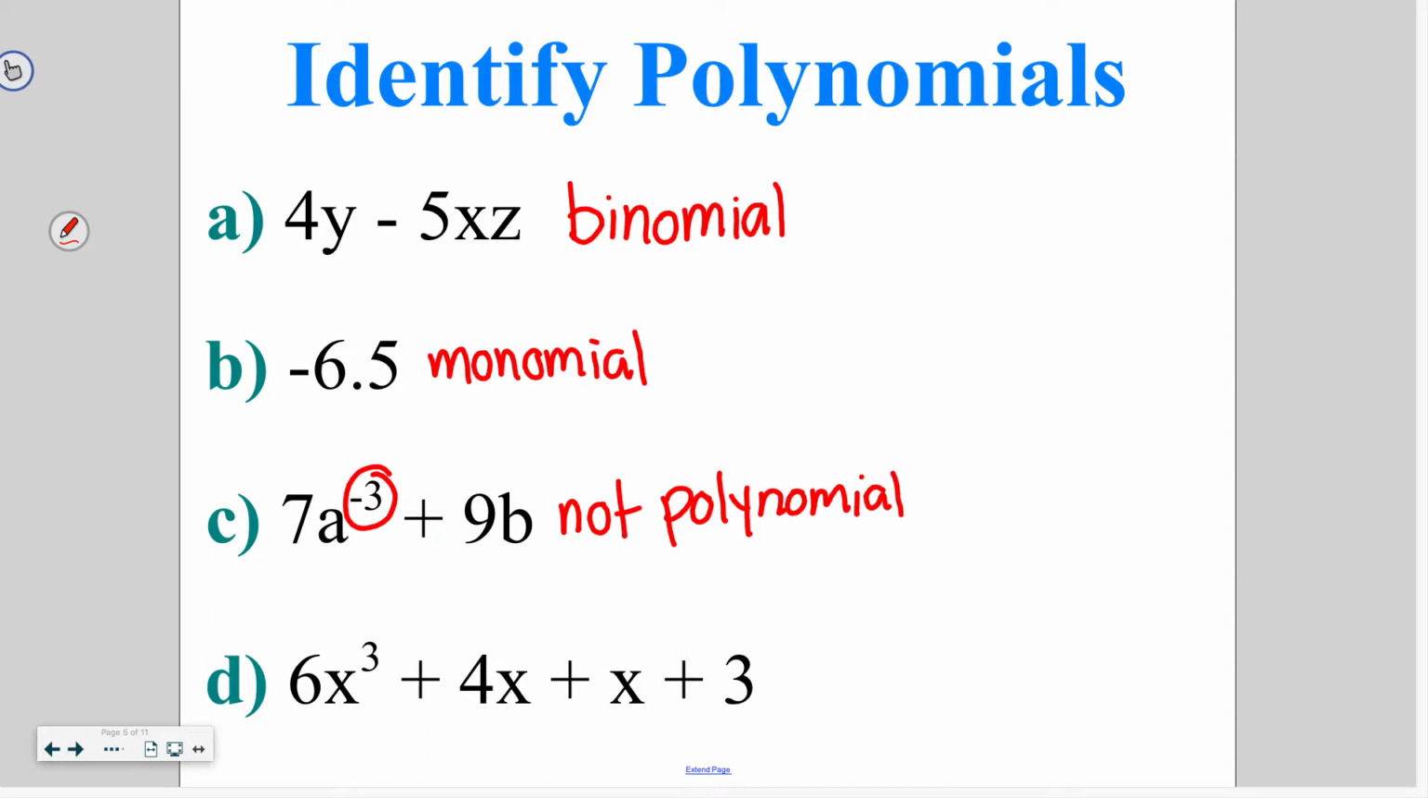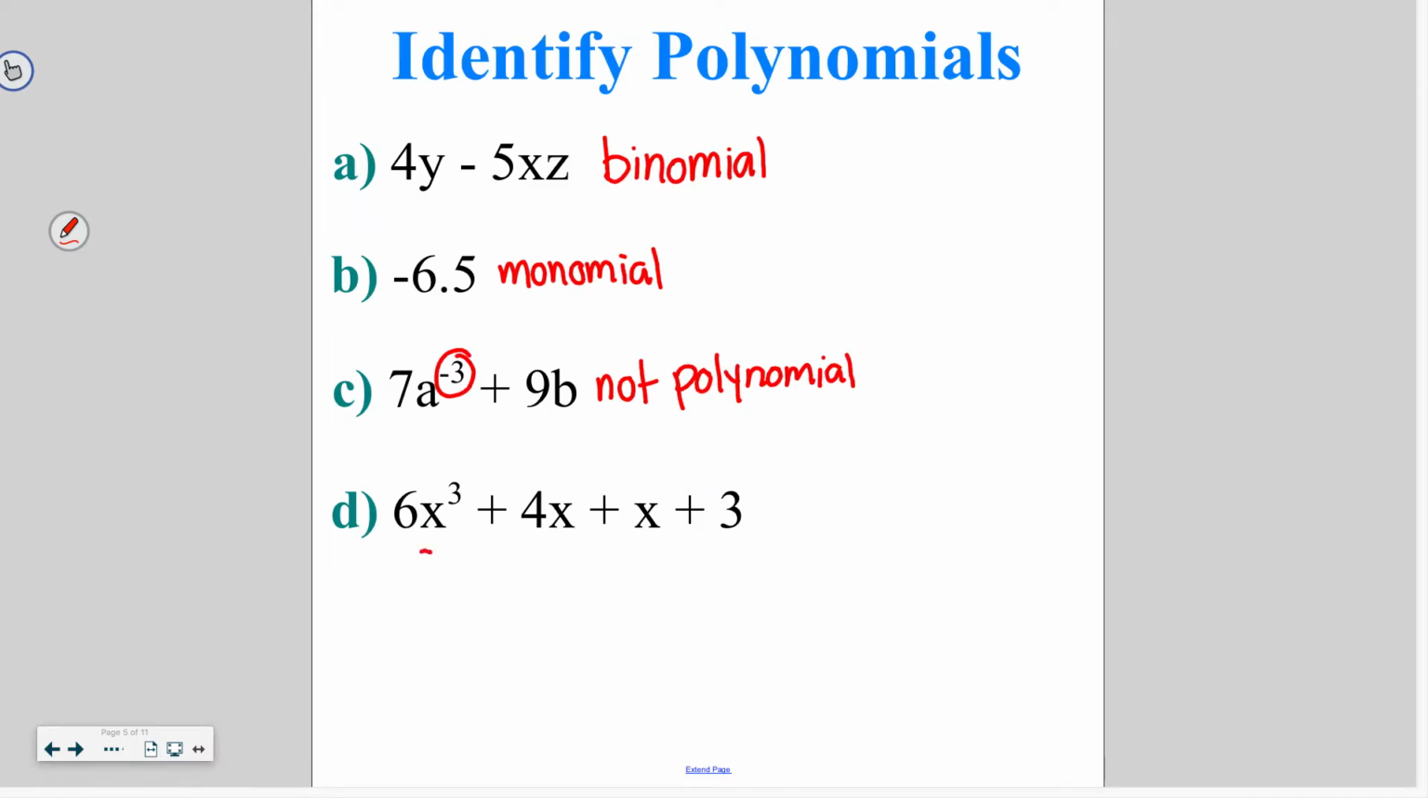And then this last one down here, I've got 6x cubed plus 4x plus x plus 3. Some of you might call this just a polynomial instantly since we see 4 separate terms, but we want to pay a little bit more attention, as these two terms, 4x and x, are like terms, so we can put those together, which would mean we actually have 6x cubed plus 5x plus 3 because we can put our x's together. So this is actually an example of a trinomial.